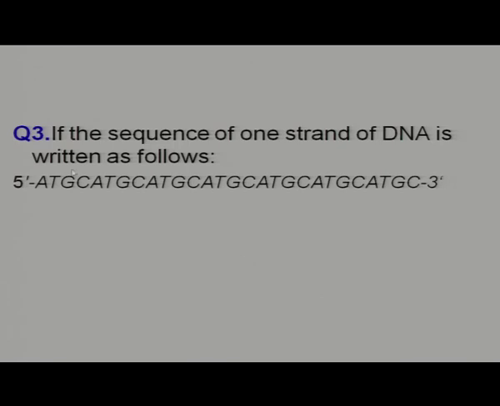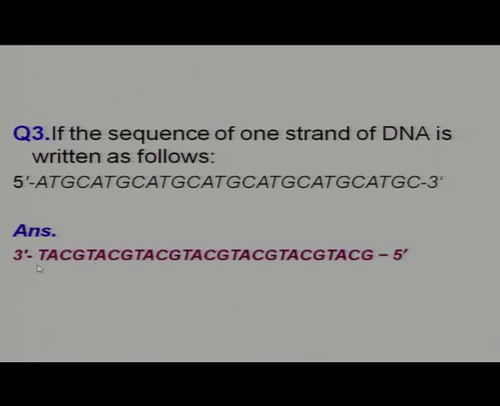The next question: if the sequence of one strand of DNA is this, then what will be the complementary sequence? You can use the points given by Watson and Crick, that adenine always combines with thymine, thymine always combines with adenine, and like that guanine always combines with cytosine, complementarily. So, the answer is this one, you can see in the slide.